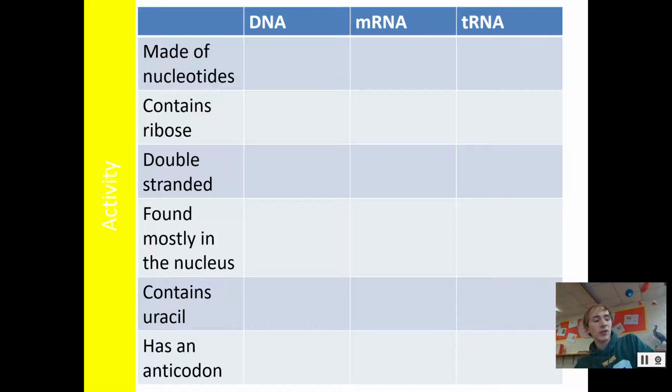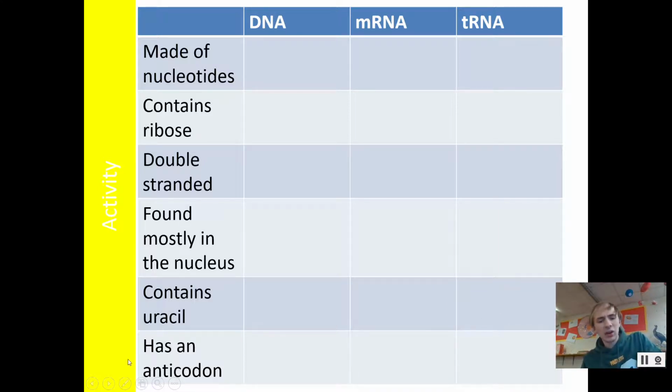Found mostly in the nucleus. We haven't talked much about the function of tRNA, so you may have ticked that one. It's not found in the nucleus at all. Neither is mRNA mostly found in the nucleus. DNA is the only one that is mostly found in the nucleus. Contains uracil: uracil is only found in RNA, so that is mRNA and tRNA.